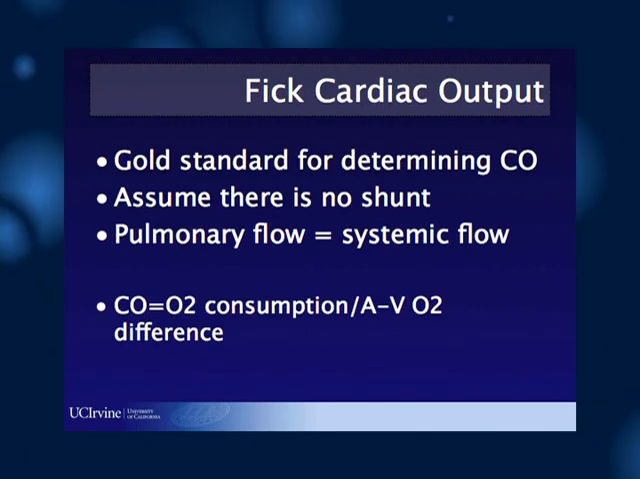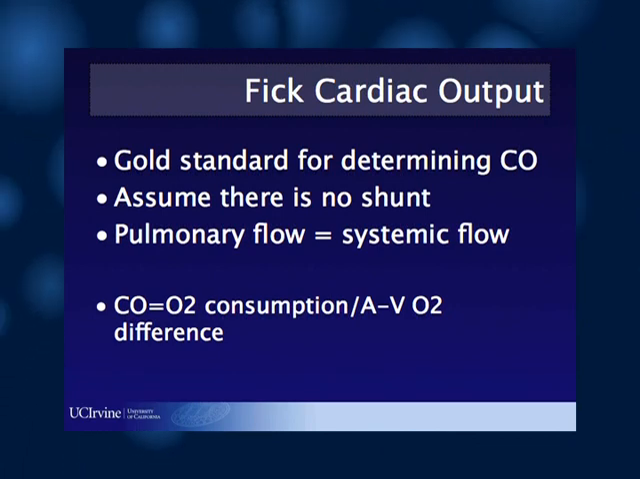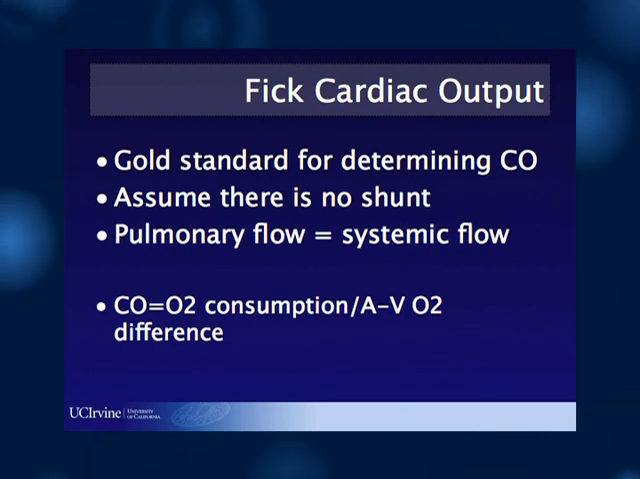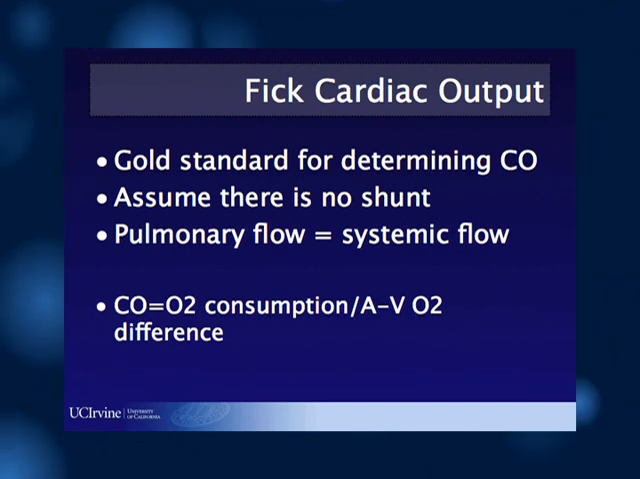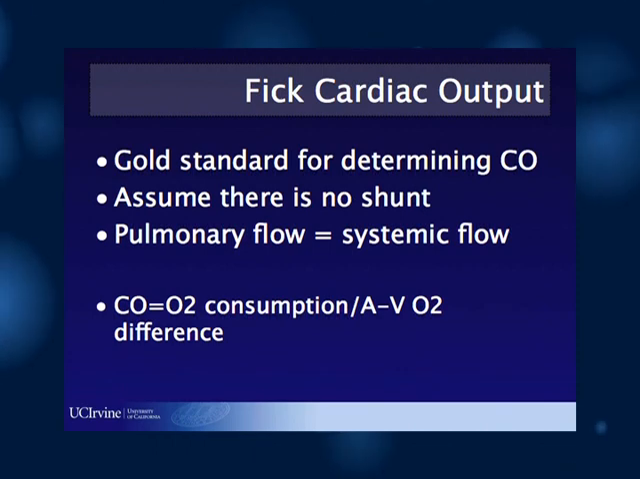The Fick cardiac output method is generally the gold standard for determining cardiac output. It assumes there is no shunting across the heart, no abnormal mixing of blood between the 2 atria or ventricles, and it relies on the fact that pulmonary artery blood flow will equal systemic blood flow across the aortic valve. Cardiac output is then calculated as the patient's oxygen consumption divided by the arterial venous oxygen content difference.